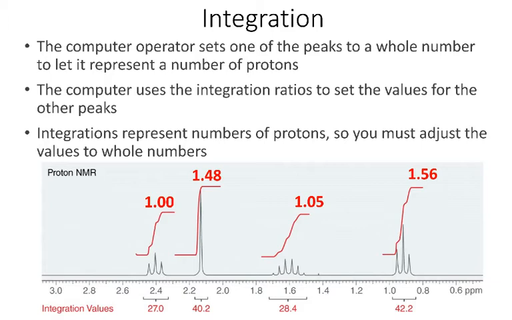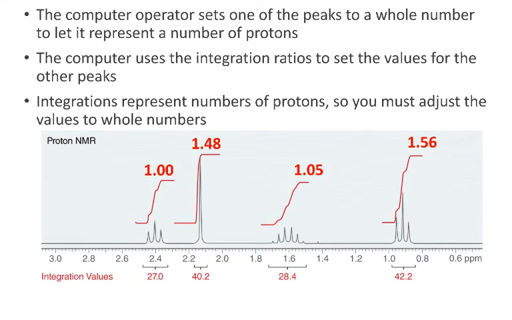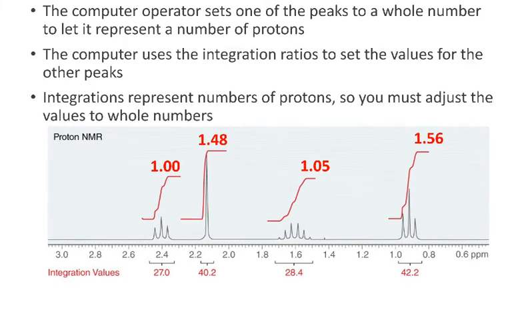Now, usually what we do is set one of the peaks to 1. And so whichever peak has the smallest integration value, we just divide the other peaks by that value. So 27 divided by 27 is obviously going to give us 1, and then 40.2 divided by 27 gives us 1.48, 1, and 1.56. And so now these are the relative numbers of hydrogen atoms compared to the smallest peak. Now, we don't like having half of a proton, so when we get fractions like this, what we're going to do is multiply each of these by 2. And so this corresponds to 2 protons, 3 protons, 2 protons, and 3 protons.